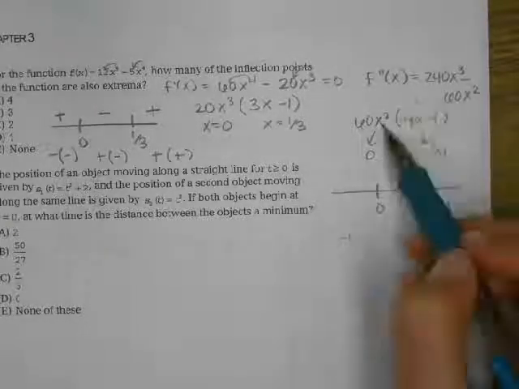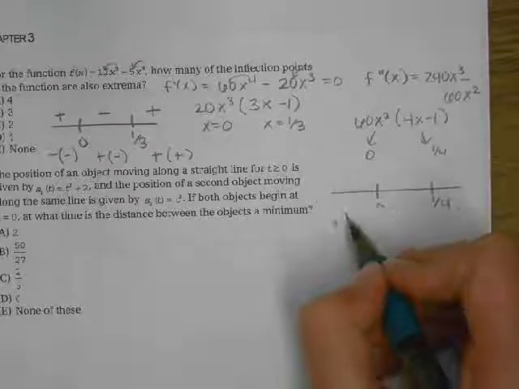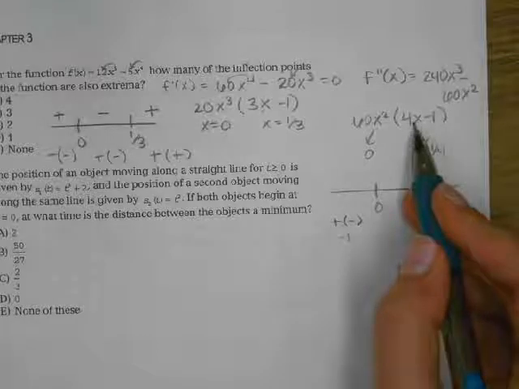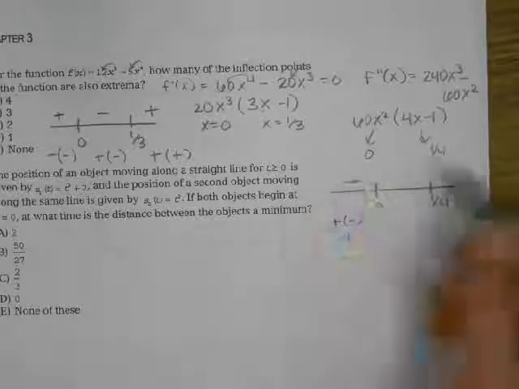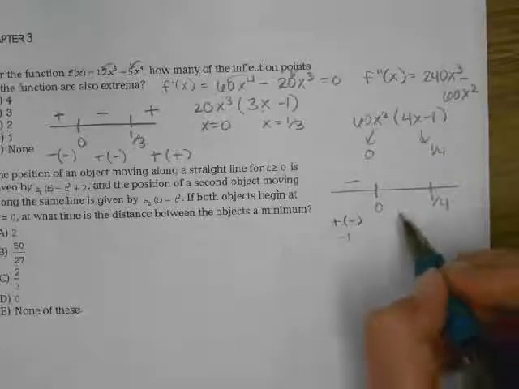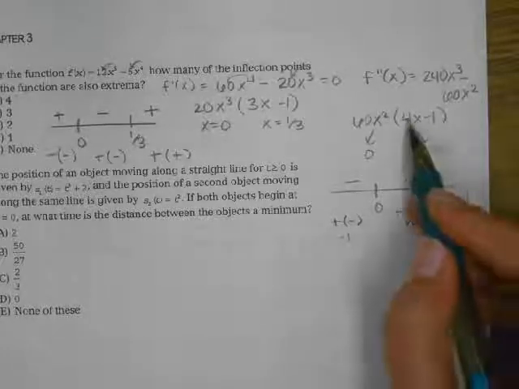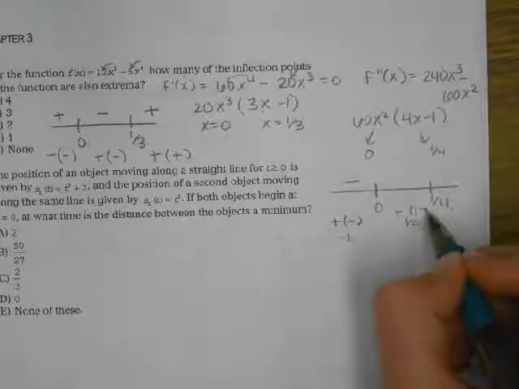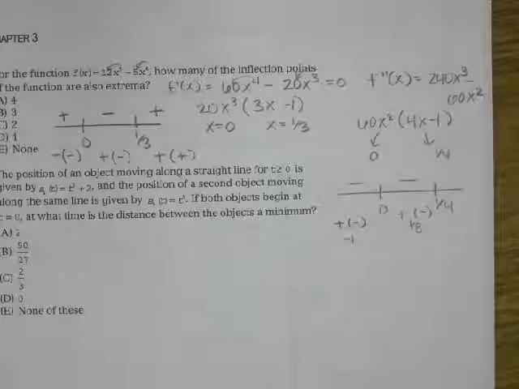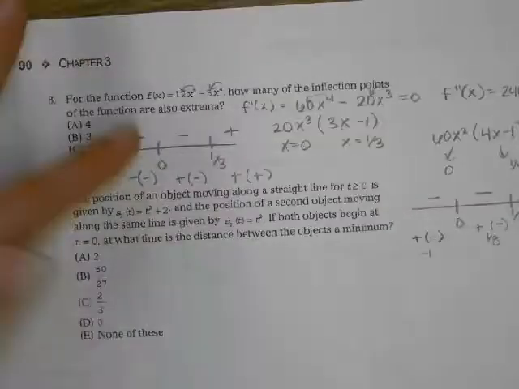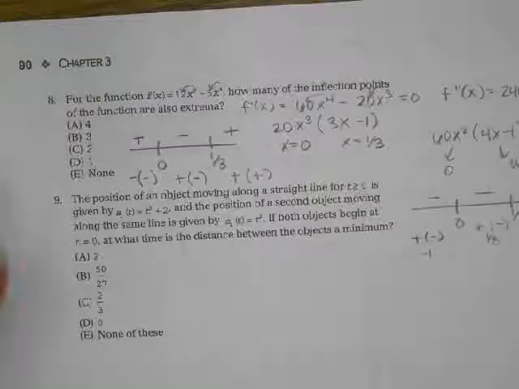So -1 squared, that's going to make that a positive. Plug in a negative right here, that's going to make that negative. Yep. So that's a minus. I'll plug in 1/8. That's going to be positive. 4 times 1/8 is 1/2. 1/2 minus 1 is negative. So negative, negative. So 0 is not a point of inflection, but it is an extrema. We don't have any points of inflection and extrema in common.